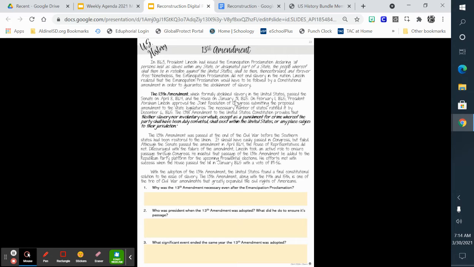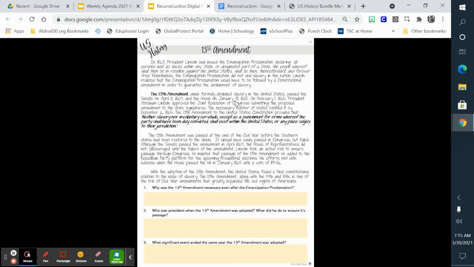So the Emancipation Proclamation only freed slaves in the Confederate States. The 13th Amendment freed slaves all across the United States. Nonetheless, the Emancipation Proclamation did not end slavery in the nation. Lincoln realized that the Emancipation Proclamation would have to be followed by a constitutional amendment in order to guarantee the abolishment of slavery.